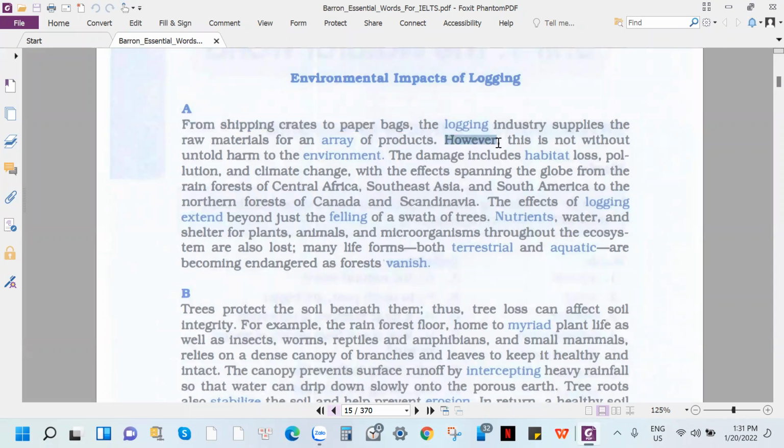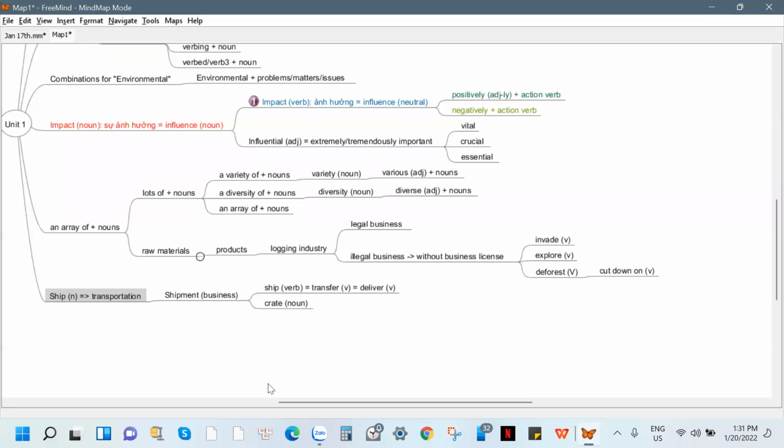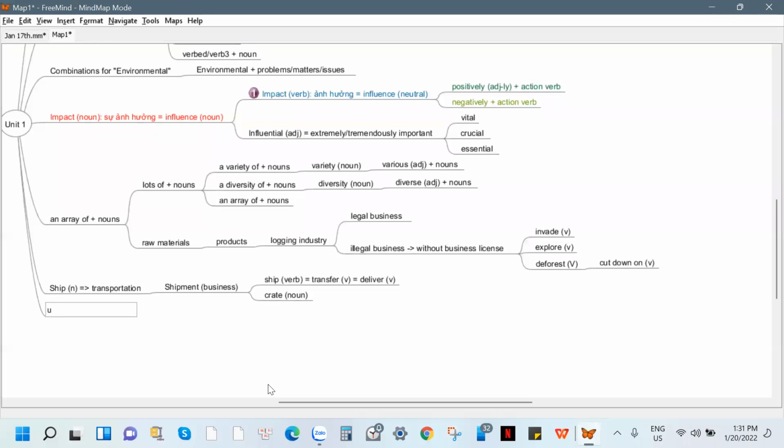Next right here, however, this is not without untold harm to the environment. Untold harm. Untold rules or spoken rules. When it comes to untold harm, we can think of a very old vocabulary that we used to study before, that is unspoken rules. So right here, they are going to use the word unspoken rules a lot in society.